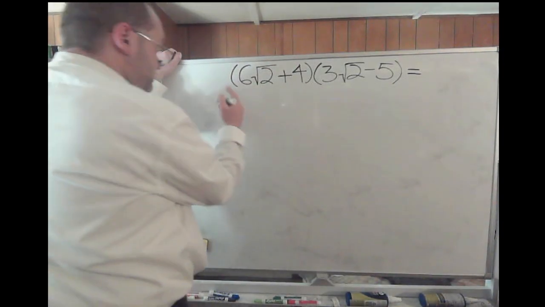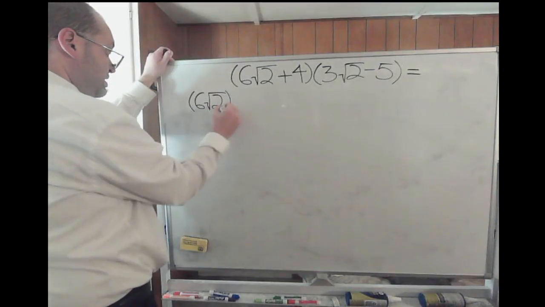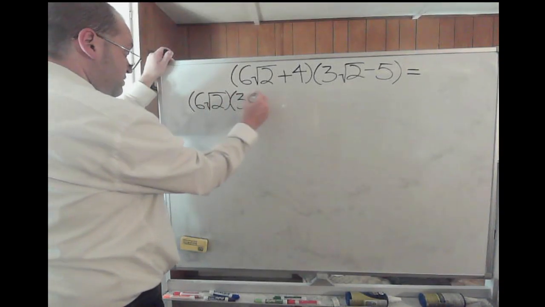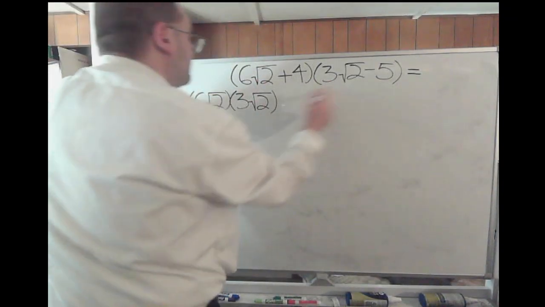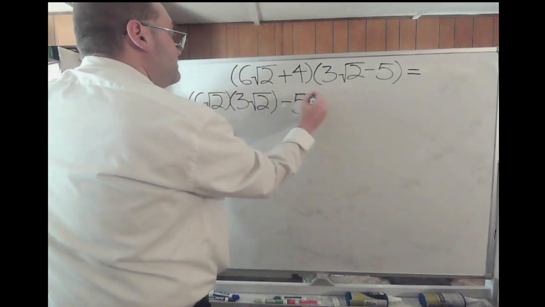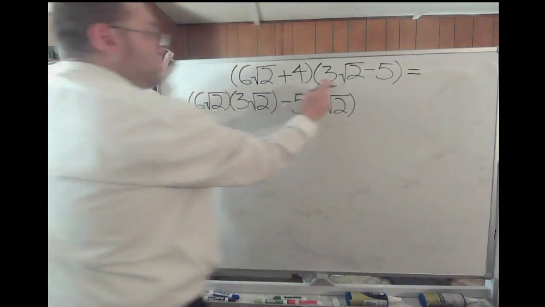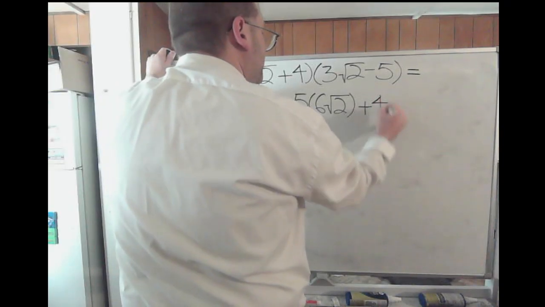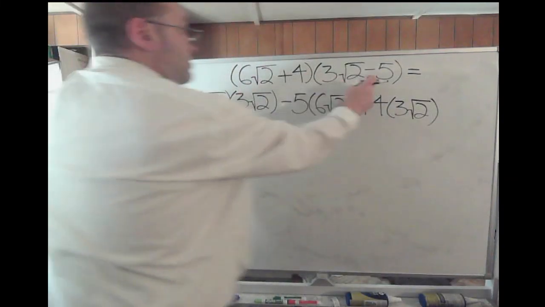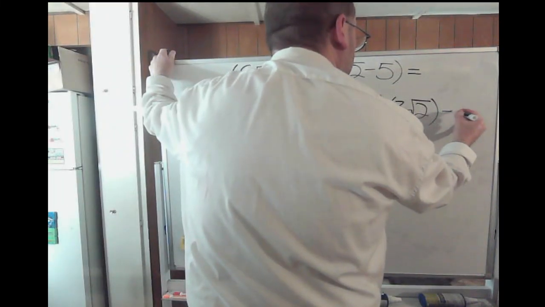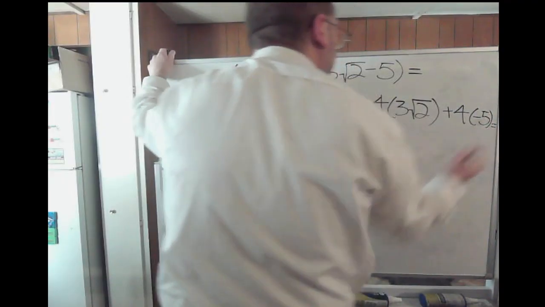So let's see. We'll take the first ones here. 6 times the square root of 2 times 3 times the square root of 2. Okay, so we've done the first ones. Now plus the outer, so you'll have negative 5 times 6 times the square root of 2. Then plus the inner, which would be 4 times 3 times the square root of 2. Then the last, you'll have 4 times negative 5, so that would be plus 4 times negative 5. So yeah, these can get to be long.